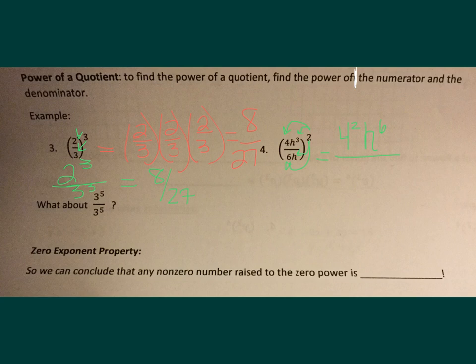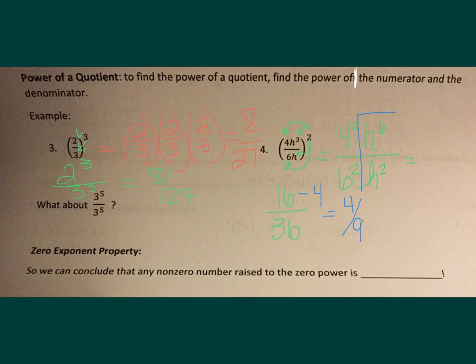4 squared times h to the 6th power over, let's see, I'm going to distribute that 2nd power to the 6. That becomes 6 squared h squared. Okay. Now let's take care of our constants. 4 squared is 16. 6 squared is 36. When I divide by 4, I can reduce that to 4 over 9.